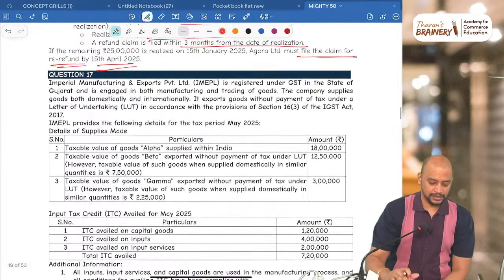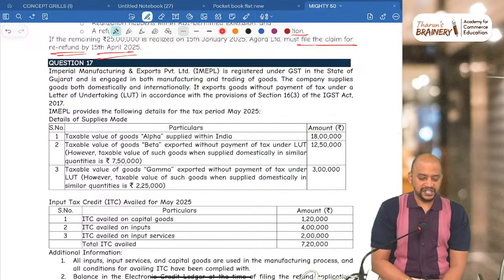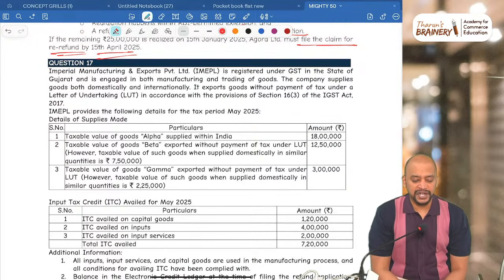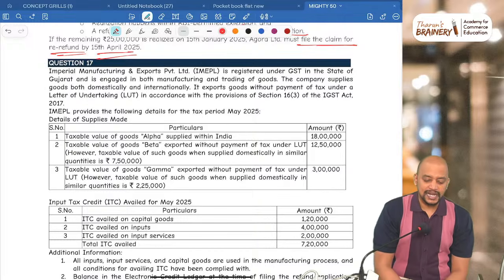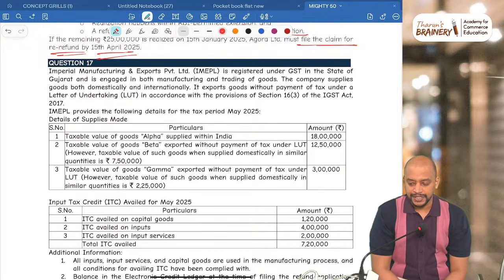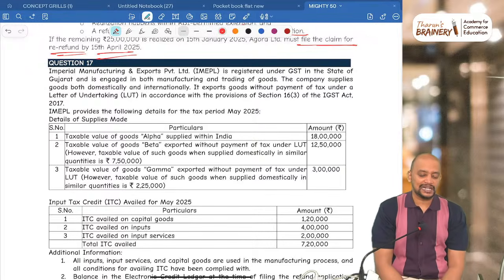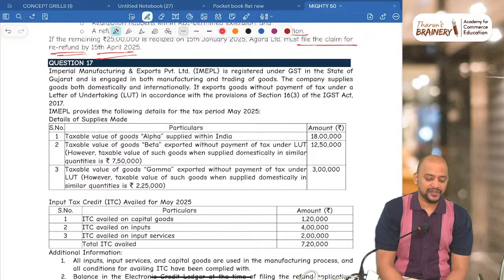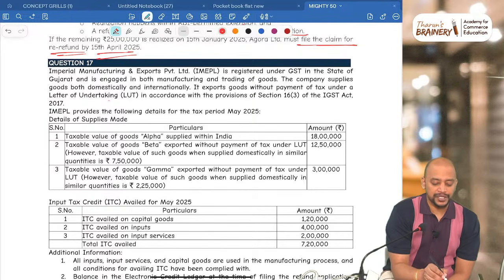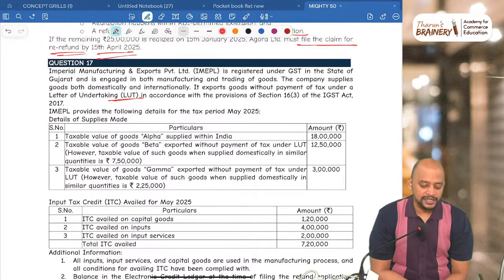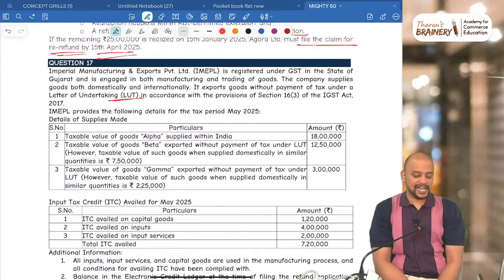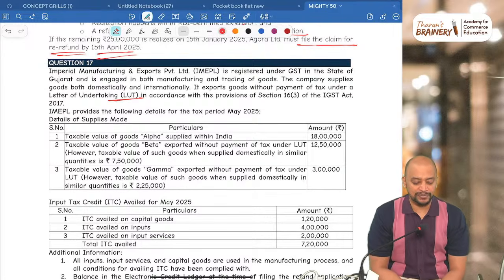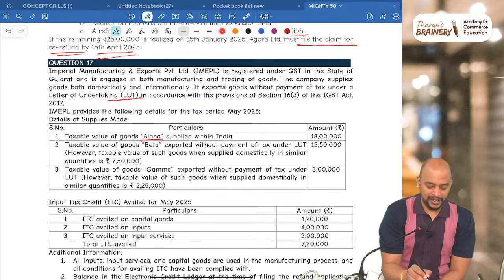Question number 17. Imperial Manufacturing and Exports Private Limited, IMEPL, is registered under GST in the state of Gujarat and is engaged in both manufacturing and trading of goods. The company supplies goods both domestically and internationally. It exports goods without payment of tax under a LUT. So they are going for the LUT option, means no need to pay GST. In accordance with the provisions of section 16(3) of the IGST Act, IMEPL provides the following details for the tax period May 2025. Details of the supply made: taxable value of the goods alpha supplied within India.